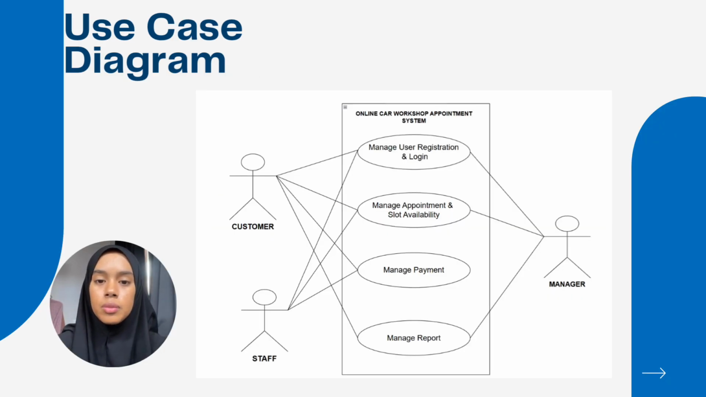As you can see, we have three main users here, the customer, the staff, and the manager. First up, both customer and staff can register and log in into the system. For the day-to-day workshop operation, the customer handle booking through the manage appointment feature, while the staff update slot availability from their end. Once the service is done, the customer makes a payment and the staff can process it right through the managed payment use case. Lastly, we have the manager who has a specific role to oversee everything by pulling business insights through the manage report feature.